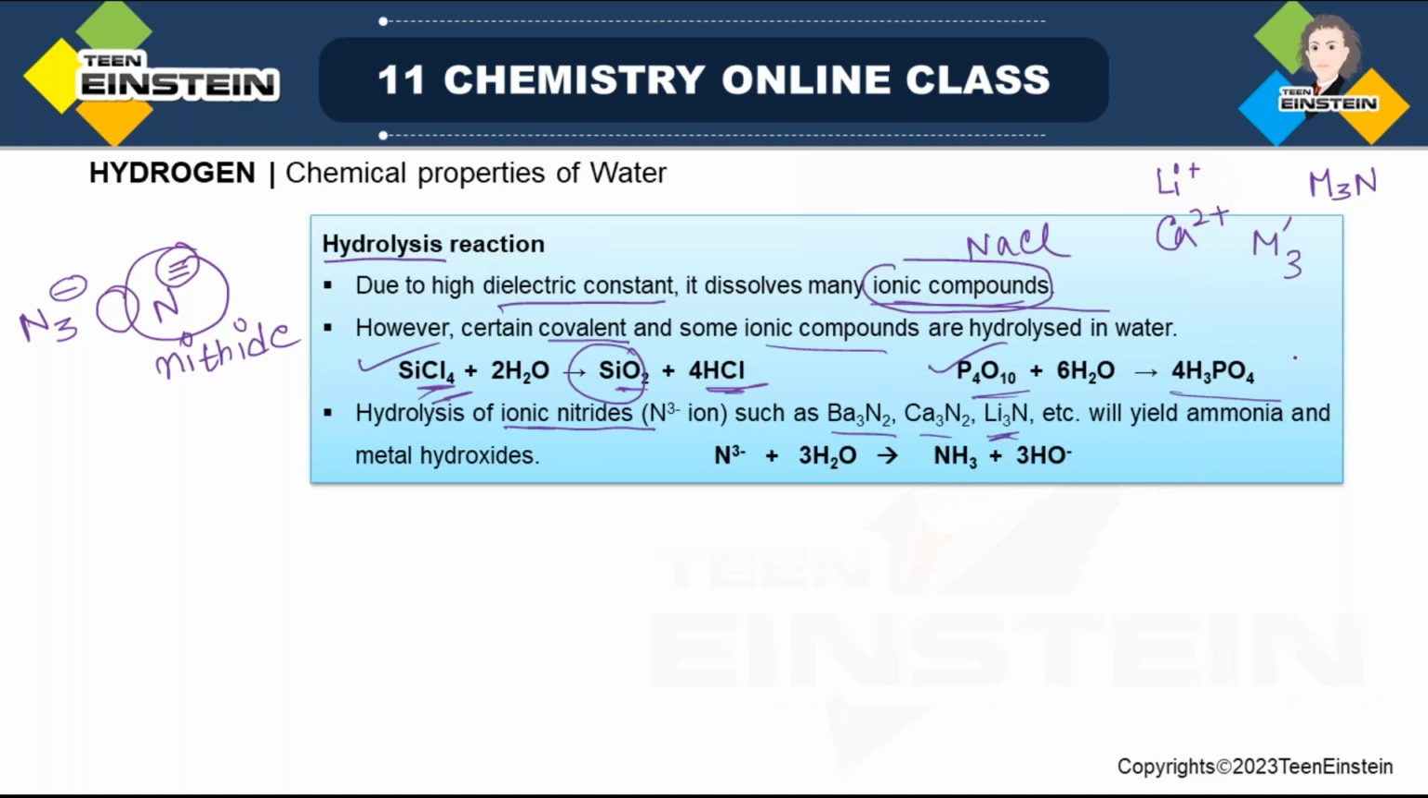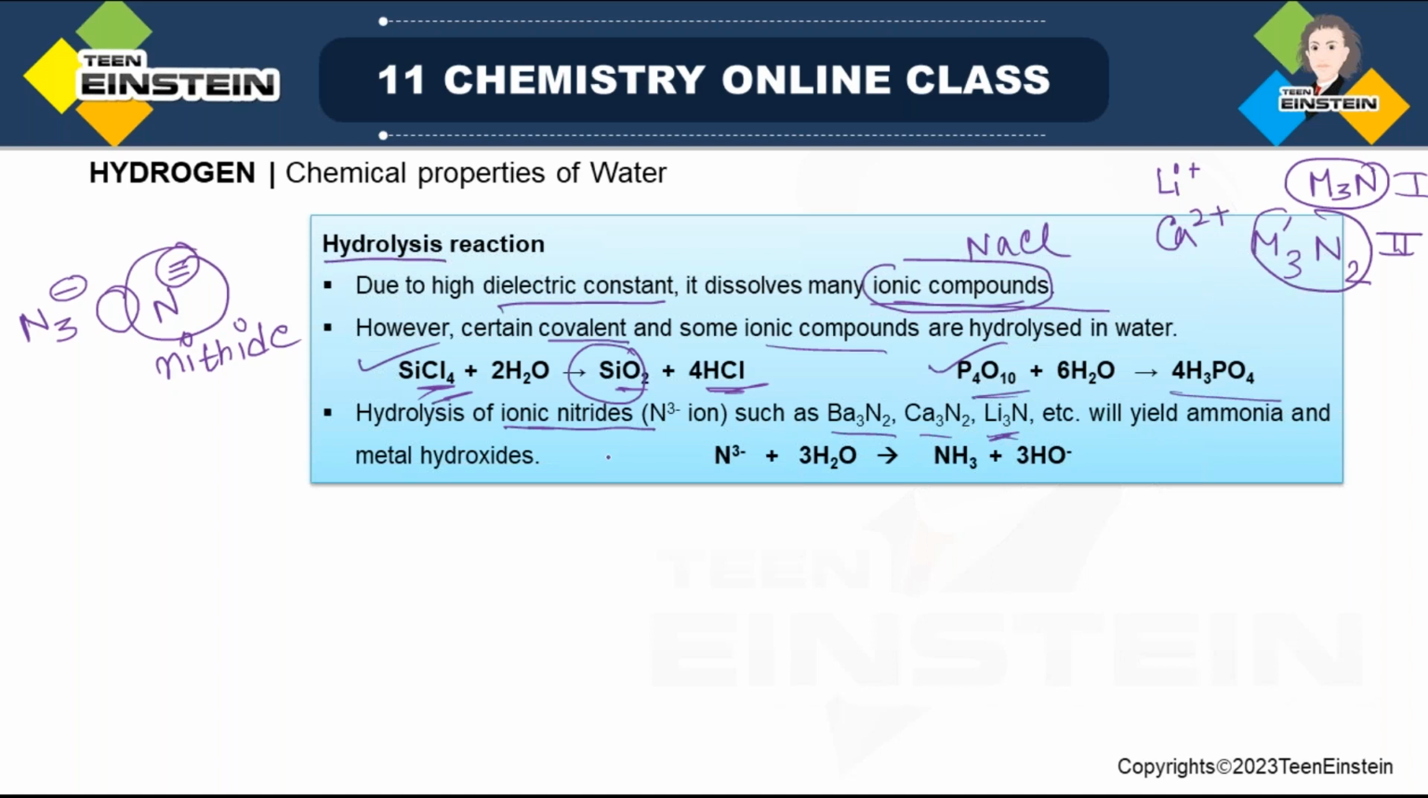Now total positive charge is 6 plus and N2, so total negative charge is -3 into 2, -6. So that is why the formulas are different. This formula is for group 2 and this formula is for group 1. So Ba3N2, Ca3N2, Li3N, etc.